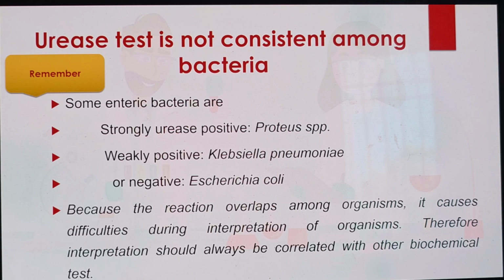Urease test is not consistent among bacteria. Remember, some enteric bacteria are strongly urease positive like Proteus species. Weakly positive organisms are Klebsiella pneumoniae, and negative reaction is mainly shown by Escherichia coli. Because of this reaction overlap among organisms, it causes difficulties during interpretation. Therefore, interpretation should always be correlated with other biochemical tests.